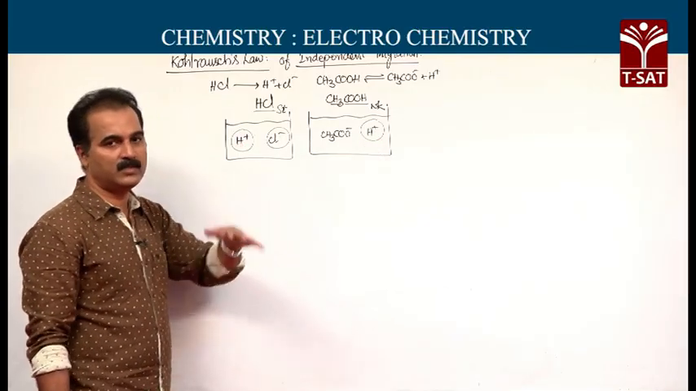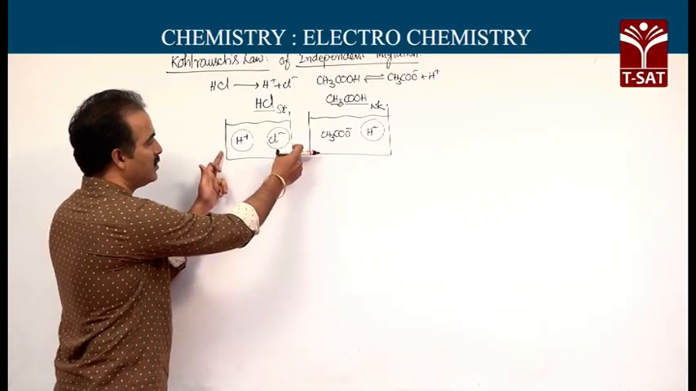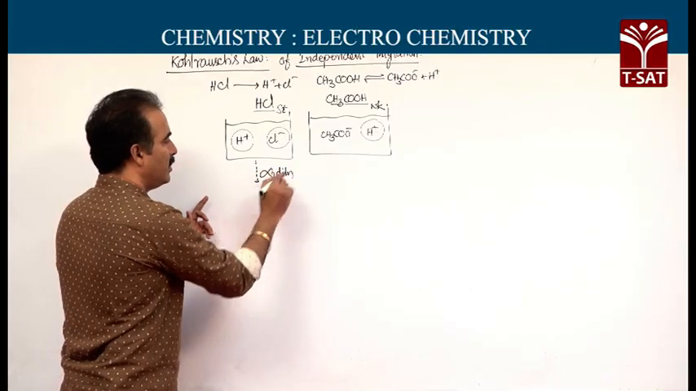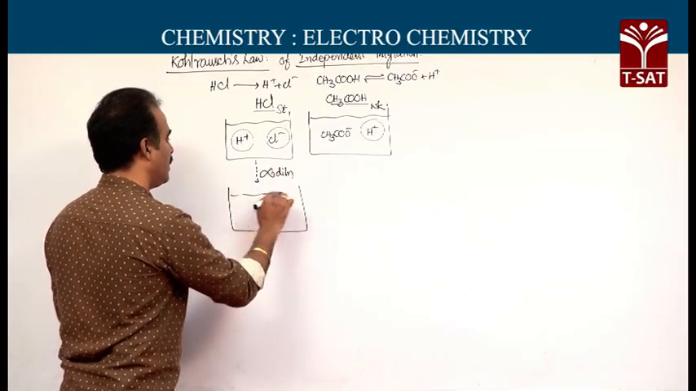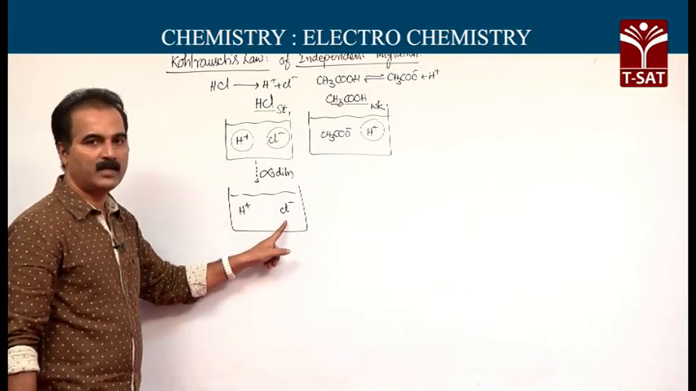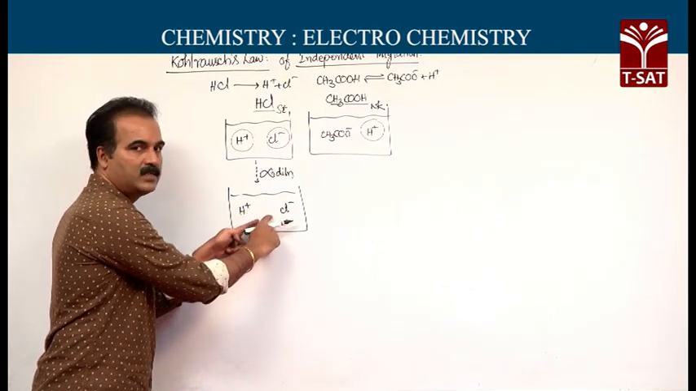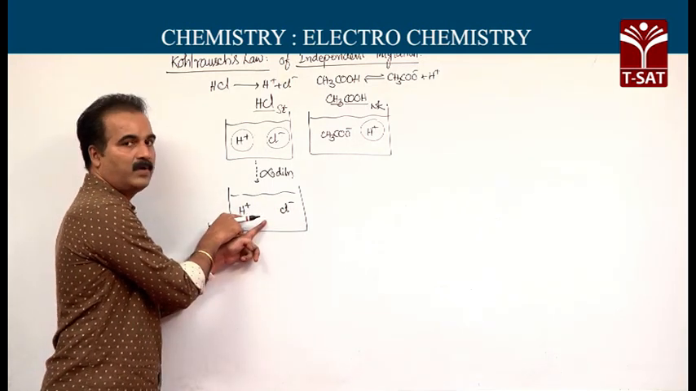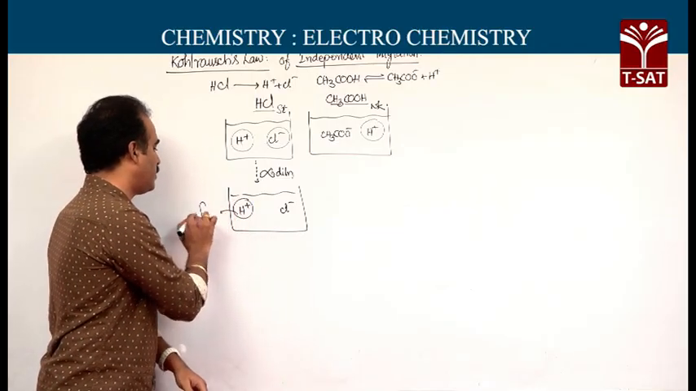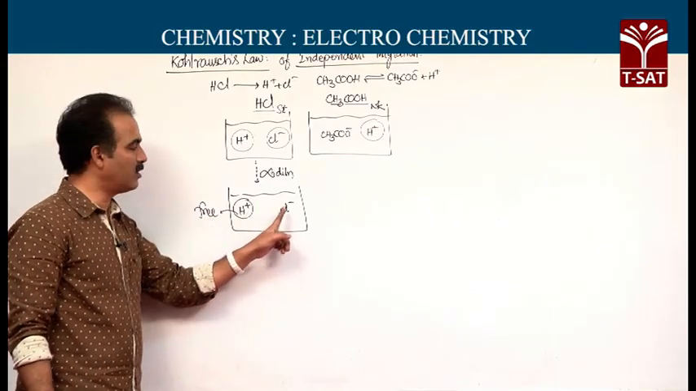But this will not be the situation when you go to infinite dilution. Suppose this HCl, I have gone to infinite dilution. At infinite dilution, I have a lot of water between H plus and Cl minus, means plenty of water, almost infinite amount of water is here. Then Cl minus cannot have any control over the H plus. So, the H plus ion is absolutely free in its movement, that is not under control of Cl minus.